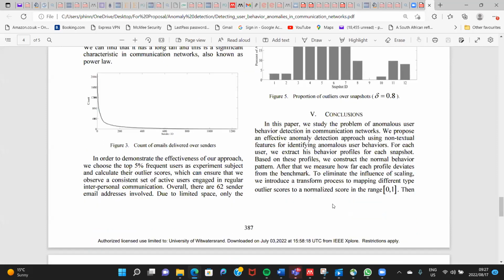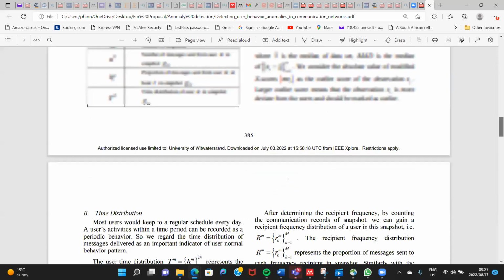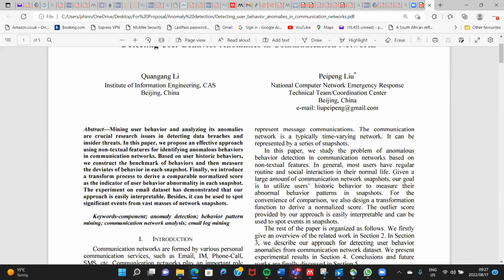What are you reading? I'm reading from the old paper, please, the abstract. Okay, let's go there. So read that part, please. Finally, we introduce a transform process to derive a comparable normalized score as the indicator of user behavior abnormality in each snapshot. The experiment on email data set has demonstrated that our approach is easily interpretable. Besides, it can be used to spot significant events from vast masses of network snapshots.